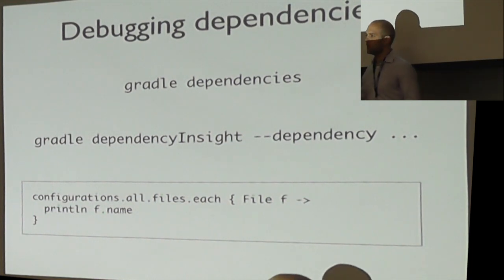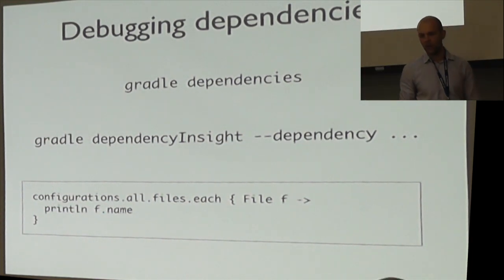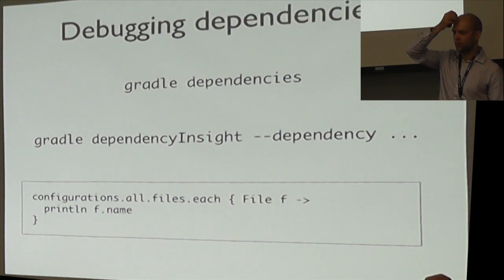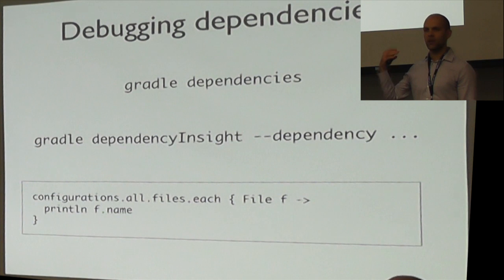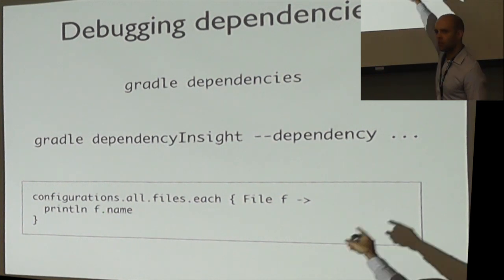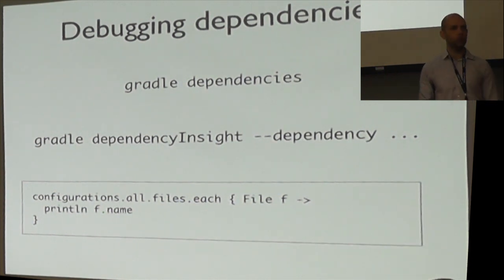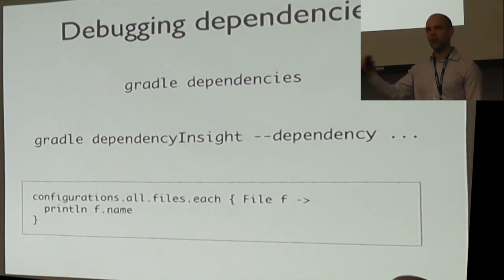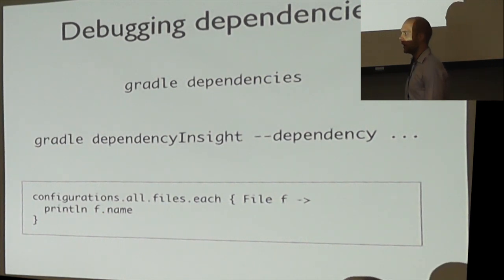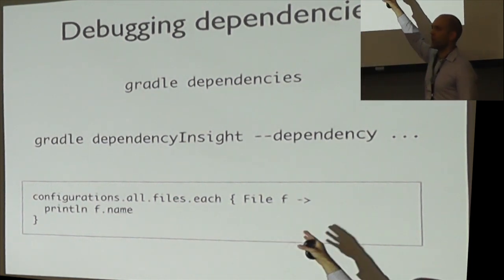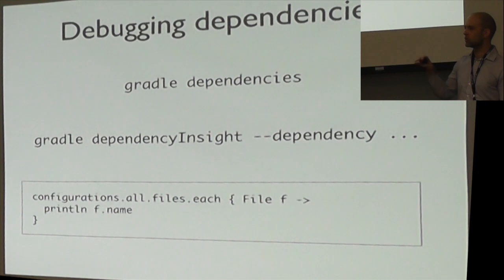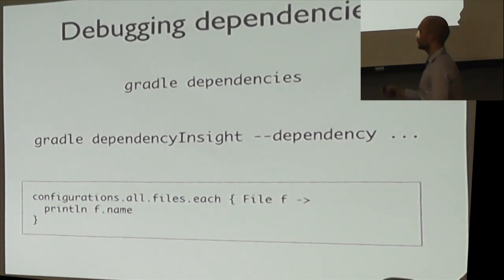Dependency Insight is a newer one. I can't remember which version of Gradle it appeared in, a more recent one. This will allow you to specify, I have a problem with the Groovy jar. Tell me where Groovy is being pulled in from. Where is it a transitive dependency? How many versions of it are being pulled in? That's what Dependency Insight tells you. So it's a useful diagnostic tool. You've got automatic conflict resolution, but you always need diagnostic tools as well, because things do go wrong.